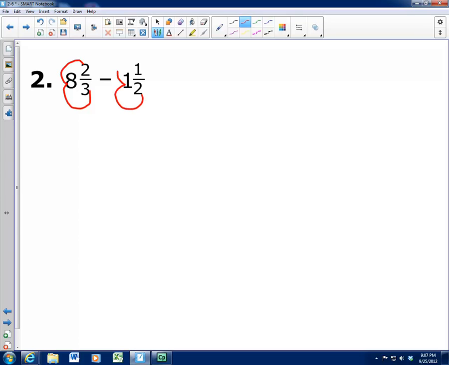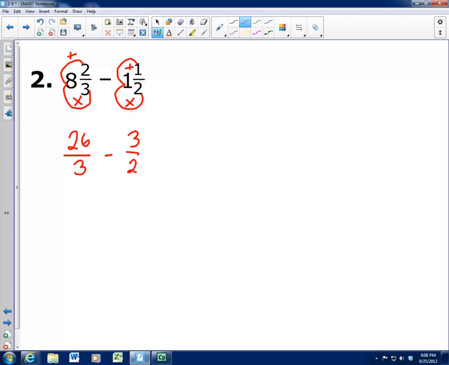Remember we have to multiply our denominator times our whole number plus the numerator. Remember we have our multiplication down here, our addition right here, multiplication down here, addition up here. Okay, so if I did 8 times 3, that gives us 24, plus 2 is 26, so this would be 26 over 3 minus 2 times 1 is 2, plus 1 is 3, so that would be 3 over 2.